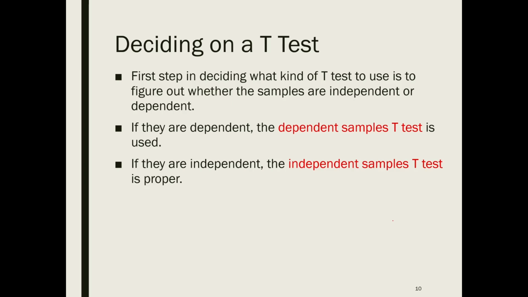we are going to talk about 3 different types of t-test. Okay, so the very first thing is that you have to decide which t-test you are going to use. And the very first step in deciding which t-test to use is to see whether the samples are dependent or independent. If they are dependent, then the dependent sample t-test is going to be used. If they are independent, the independent sample t-test is going to be used.